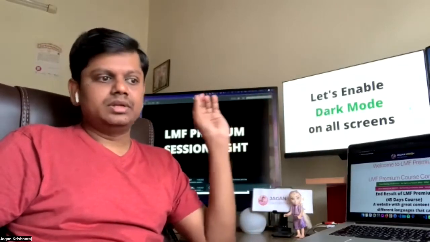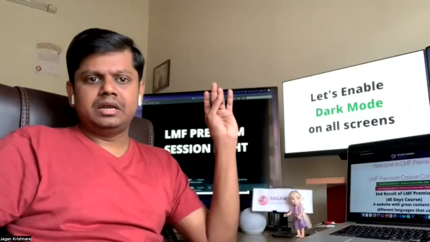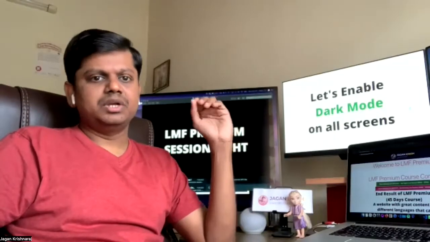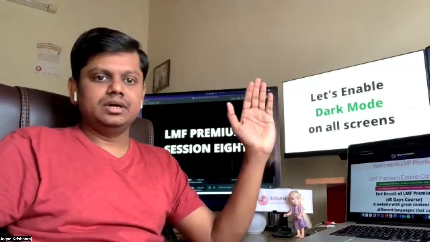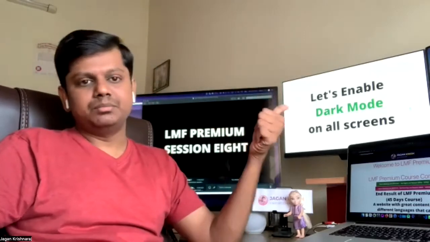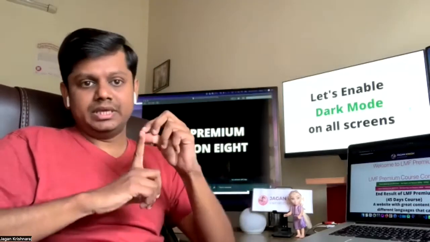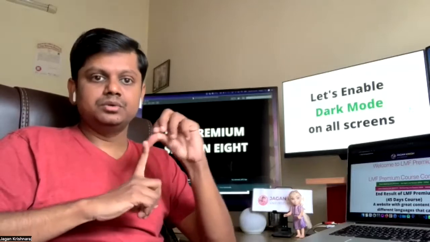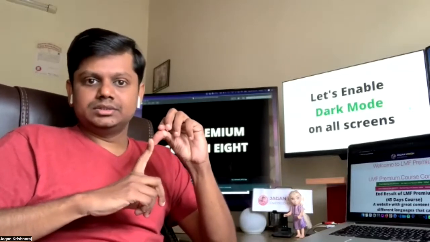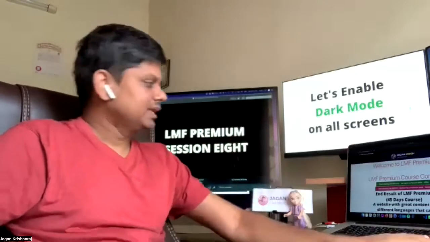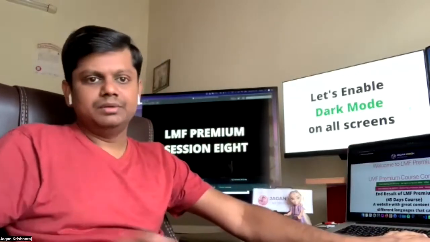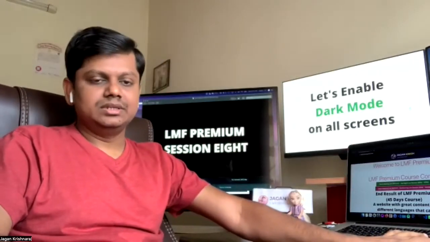So try to enable dark mode on iPhone, Android, Mac, PC, whatever device you are using. Just try dark mode. Don't use light mode. It is not good for your eyes, not good for your health. Just enable dark mode, and you will get used to it in less than 10 days.